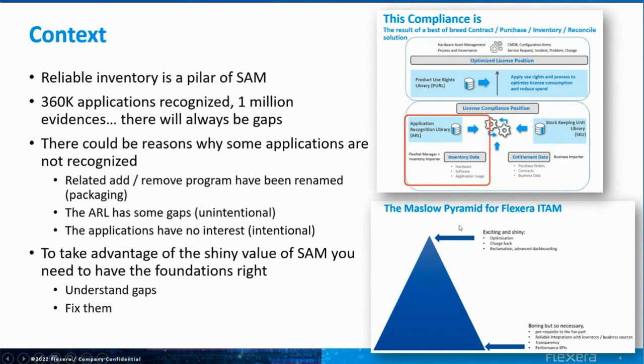To take another allegory, this is like the Maslow pyramid. There are the boring but necessary things at the bottom: having a reliable inventory, transparency, understanding how you manage software asset management, which could be brought by KPIs. I said boring as a provocation, but this necessary part is the step without which optimization, chargeback, reclamation, or advanced dashboarding wouldn't make sense.